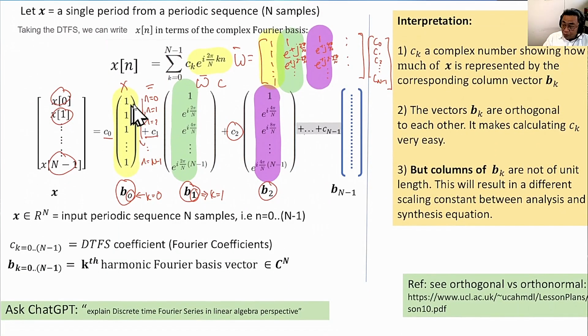Now it is important to understand how to visualize each of these columns. This is a real column vector, all ones. It doesn't change. You can say that it has a DC frequency, direct current frequency. It is a non-changing value. This next one looks very familiar. It starts with 1, and in fact all the amplitude is 1. The only thing that is changing is the phase.